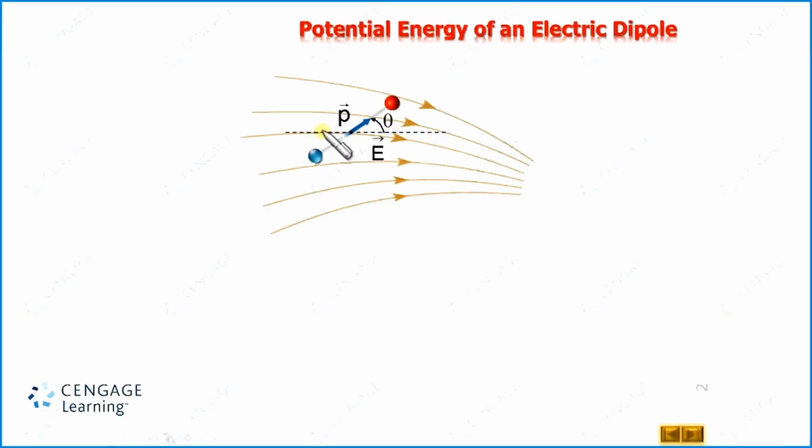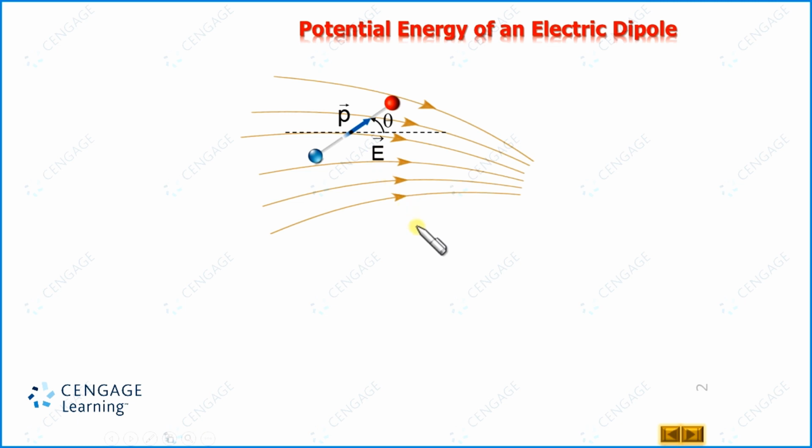Dear students, in this section we are going to discuss how to calculate the potential energy of a dipole placed in an electric field. Suppose a dipole is placed in a certain electric field. You can observe this dipole, having the dipole moment P, is placed in the electric field which is non-uniform, and it is placed at this position where the electric field vector is E.